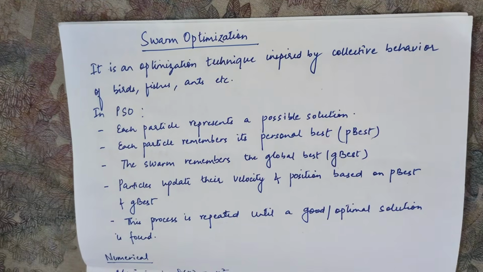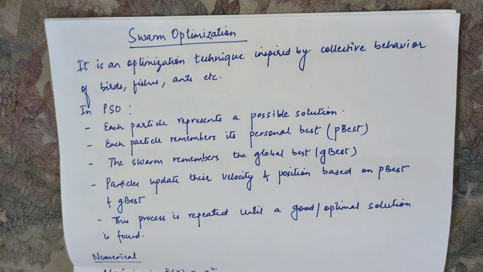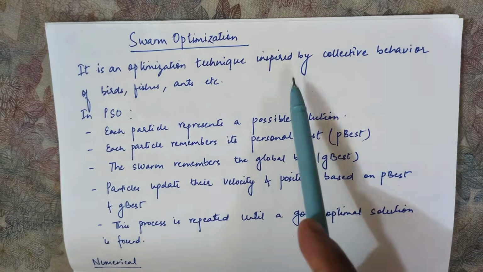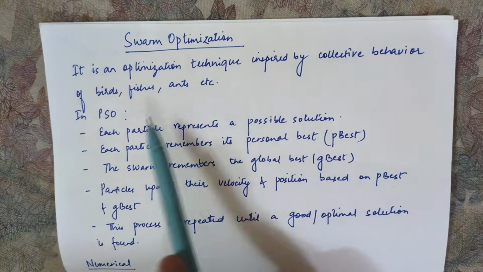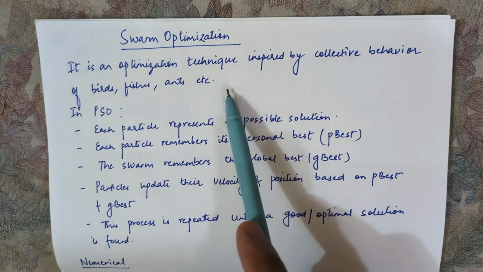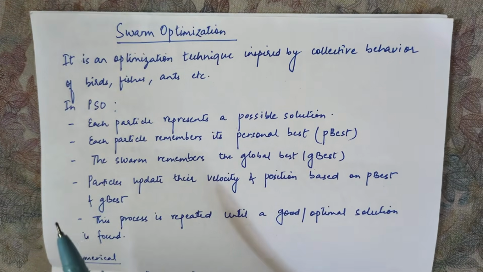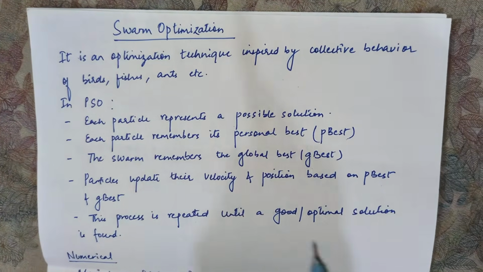Hi everyone, in this video I'll be talking about swarm optimization. Swarm optimization is an optimization technique inspired by the collective behavior of birds, fishes, ants, etc. In PSO, for example, imagine a group of birds searching for food.